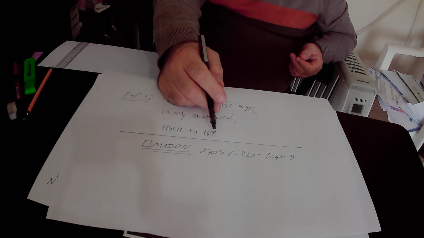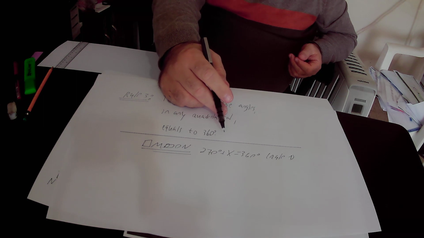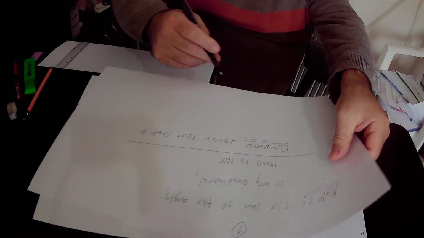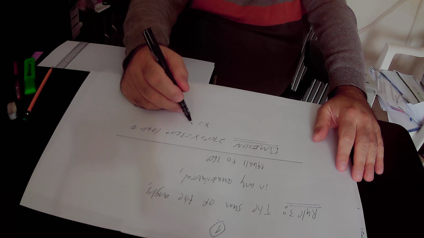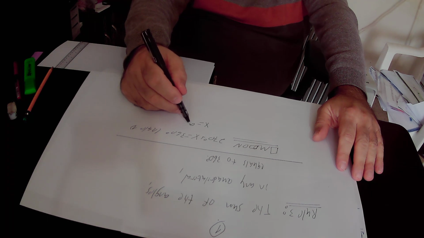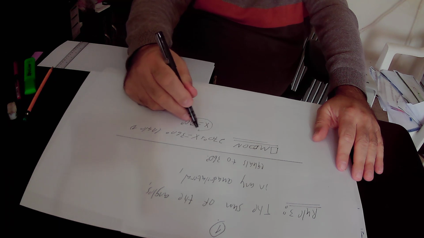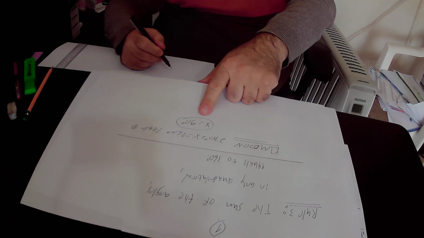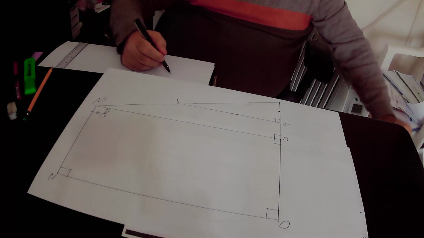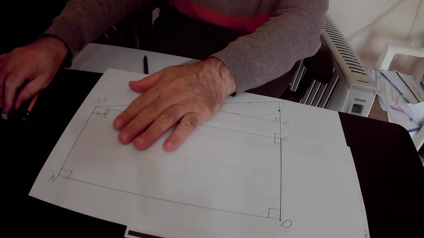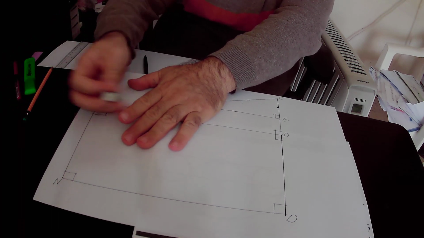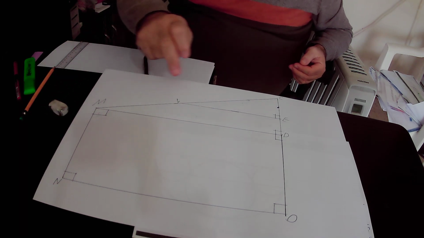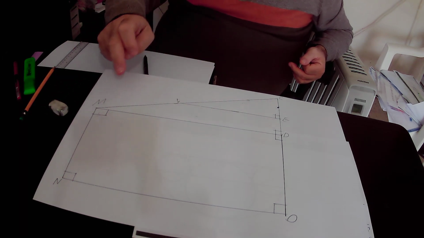Here we will subtract 270 degrees from this equality, and we will get that angle X equals 360 degrees minus 270 degrees. It is actually 90 degrees. So we found out that angle X is a right angle, equal to 90 degrees. Therefore, this is actually a right angle. So in quadrilateral MNOD, we have four right angles.